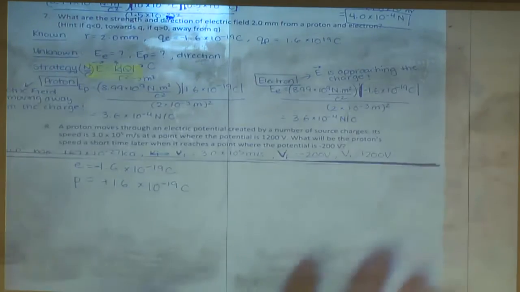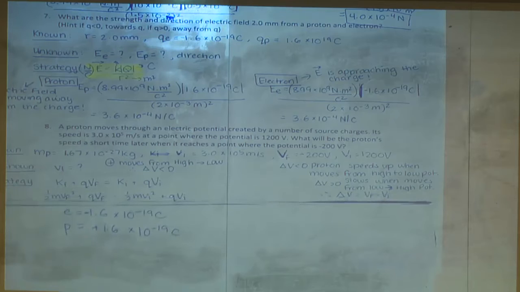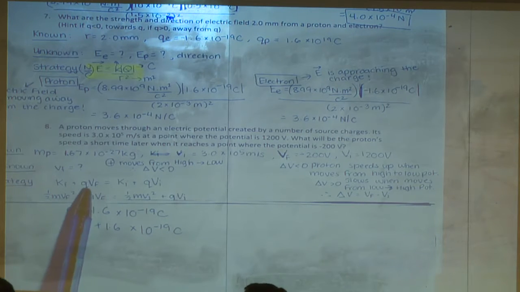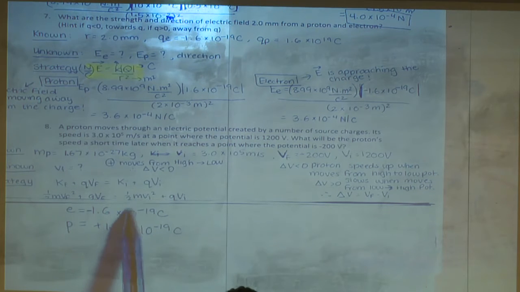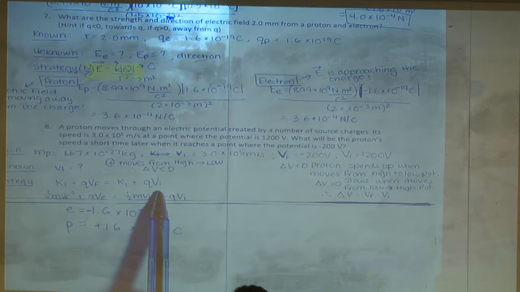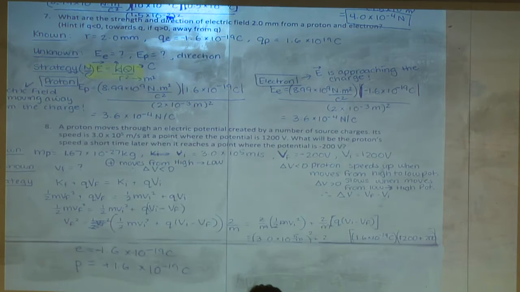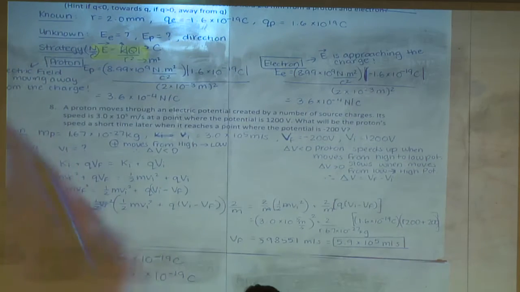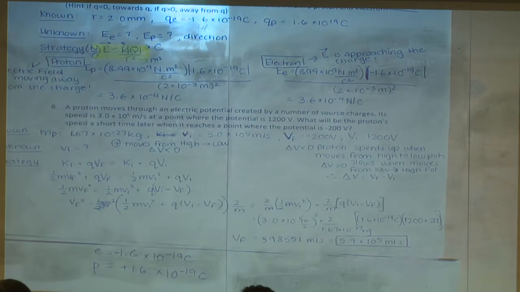That means that we have the final kinetic energy plus the final electric potential energy equals the initial kinetic energy plus the initial electric potential energy, right? This one is a big problem, and I already worked it out. So since we're running out of time and we have a lot more to cover, I'm going to post this online.